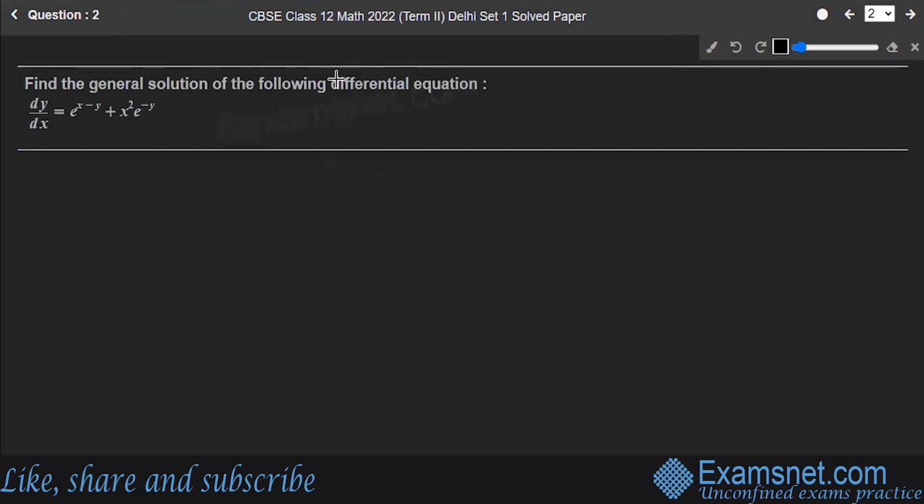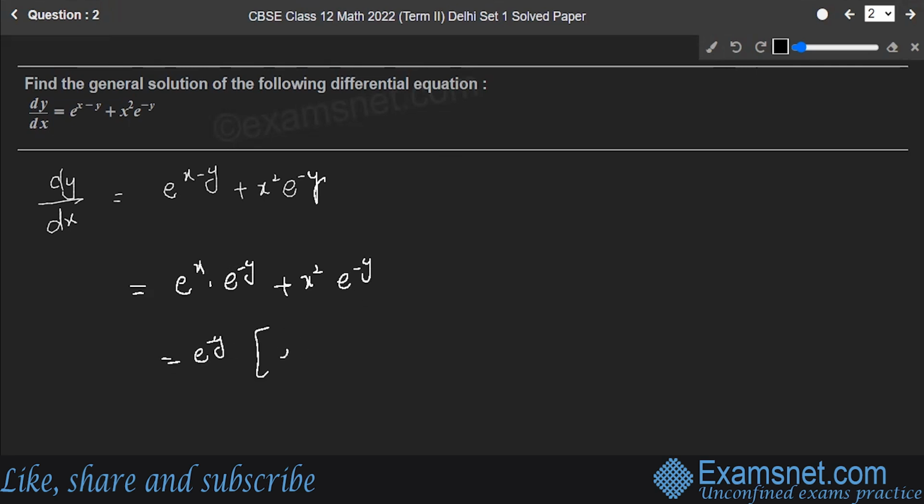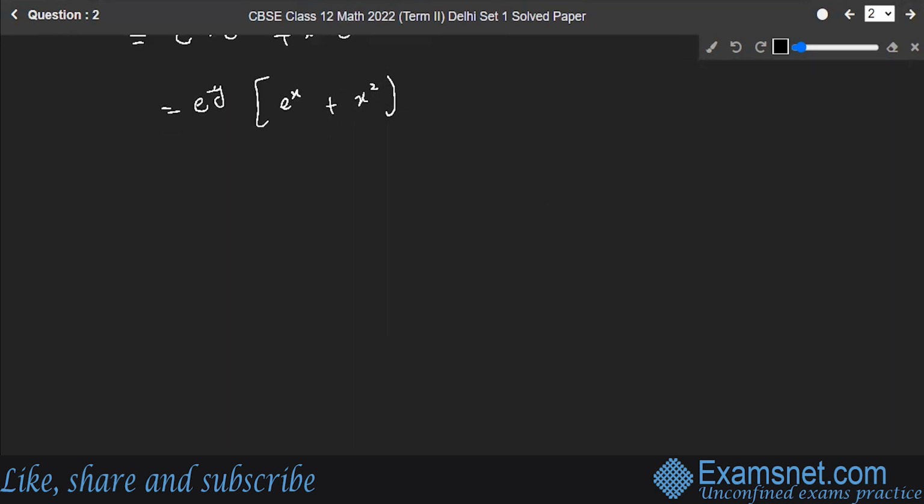Next is question number 2. Find the general solution of the differential equation dy by dx is equal to e raised to power x minus y plus x square into e raised to power minus y. So you have dy by dx equal to this. You can write it as e raised to power x into e raised to power minus y plus x square into e raised to power minus y. I'll take e raised to power minus y common, so e raised to power x plus x square. That is equal to your dy by dx.